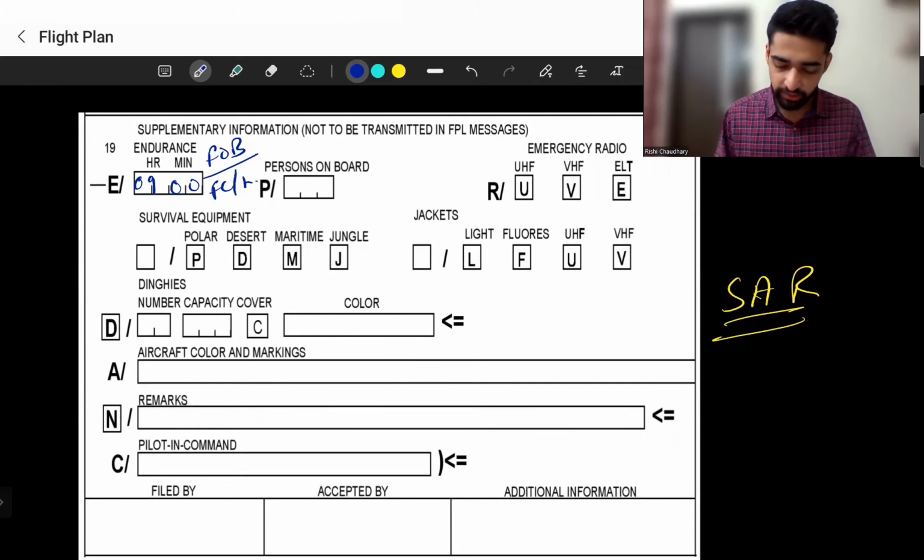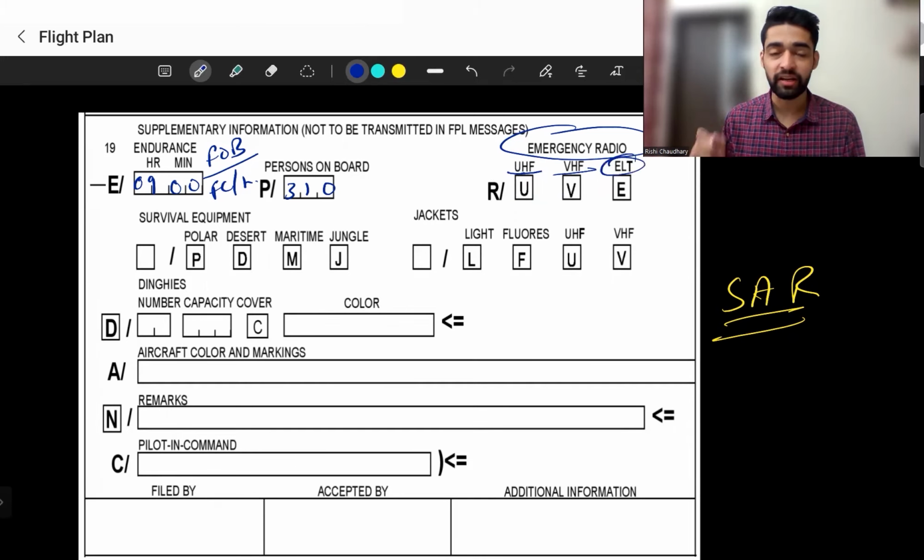Now, how many persons are there on board? We can say there are 310 people on board. Then we have to tell whether we have these emergency radios which are used to connect to ATC or other things. So we have this UHF. If we have it, we will write yes and keep it like this. If we don't have it, we will cross it out. And VHF, if we don't have it, we will cross it out. But usually we have these things, so we will not cross them. UHF means ultra high frequency. This is very high frequency. This is the emergency locator transmitter. It should be there for search and rescue operations.